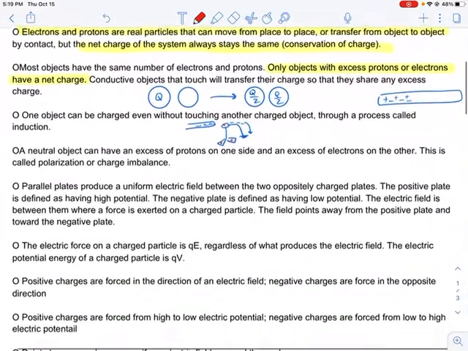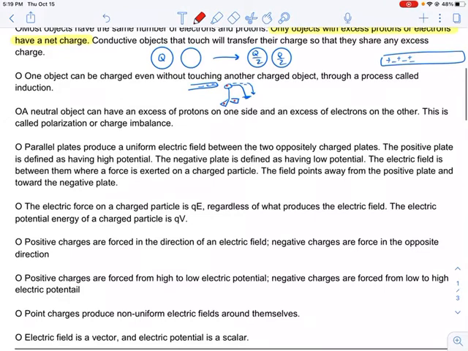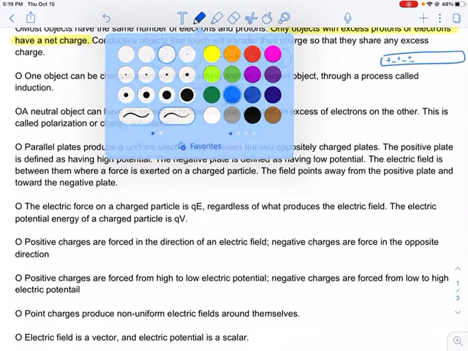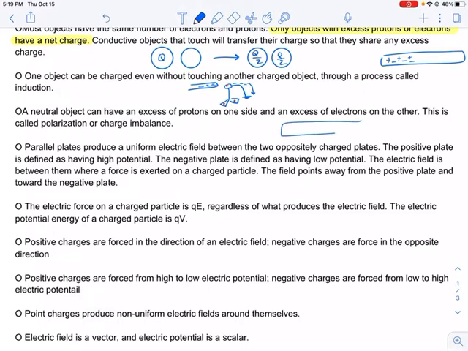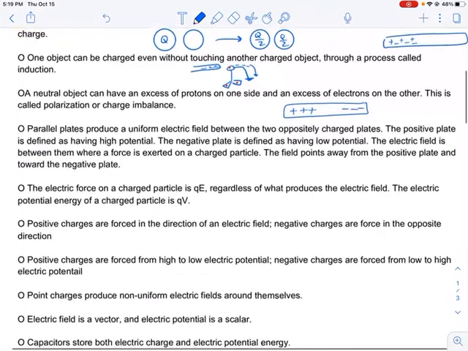A neutral object can have an excess of protons on one side and an excess of electrons on the other. This is called polarization or charge imbalance. So we could have a neutral object that has mostly positives on one side and mostly negatives on the other side, and it's neutral, but the charges are imbalanced.